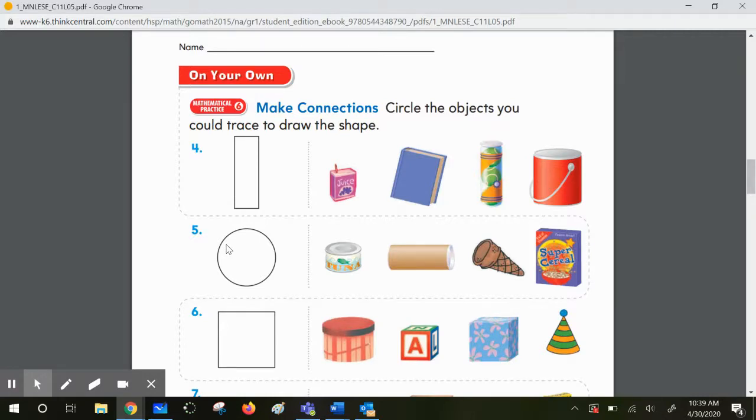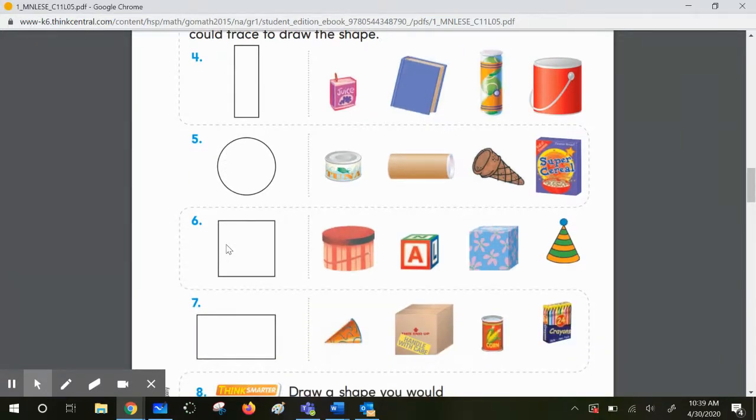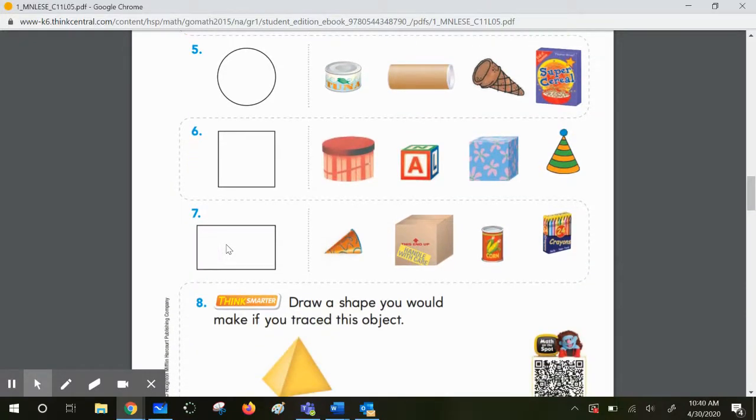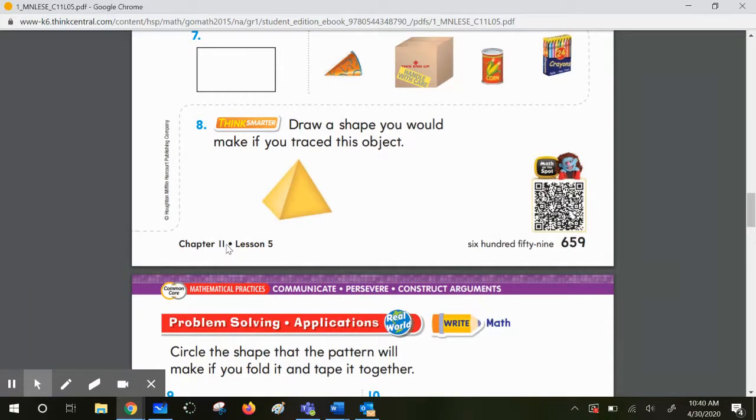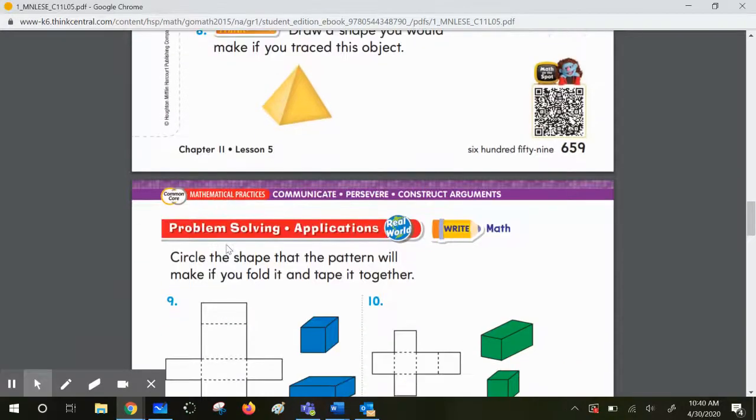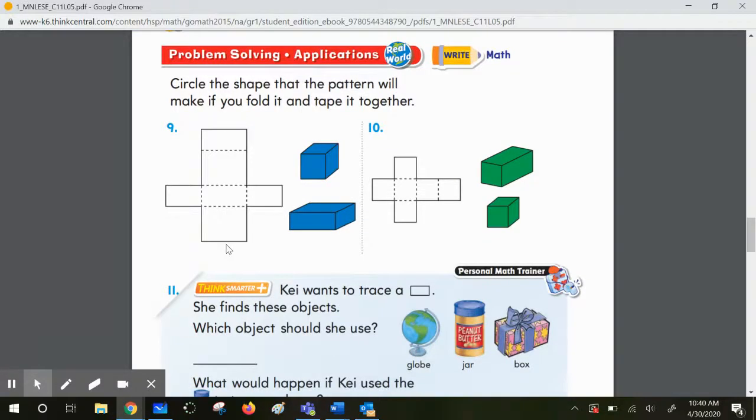Number 5, circle all of the ways that you can trace them to get a circle. Number 6, you're going to circle all the ways that you can find the square. And number 7, you're going to find all the ways that you can have a rectangle. Then number 8, draw a shape you would make if you traced this object. Number 9, these are kind of fun. Circle the shape that the pattern will make if you fold it and tape it together. I want you to do only one of these. You can pick which one you want to do.